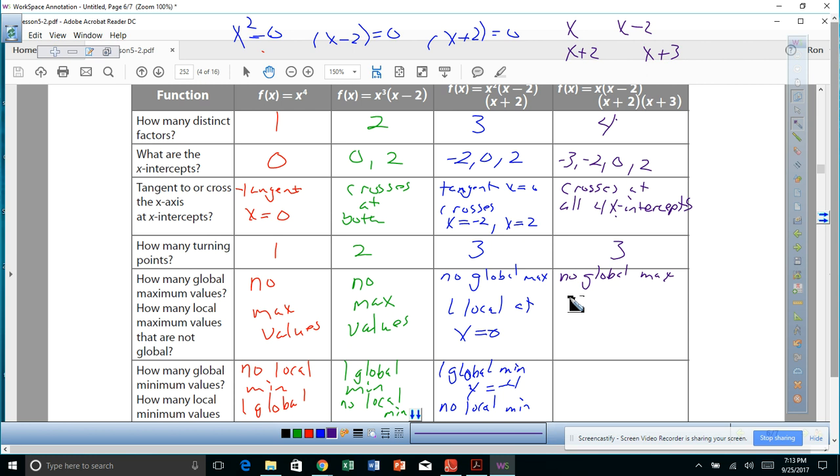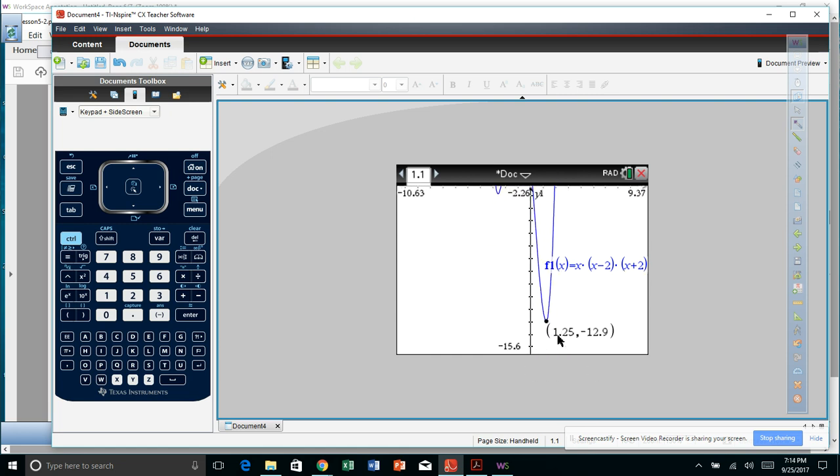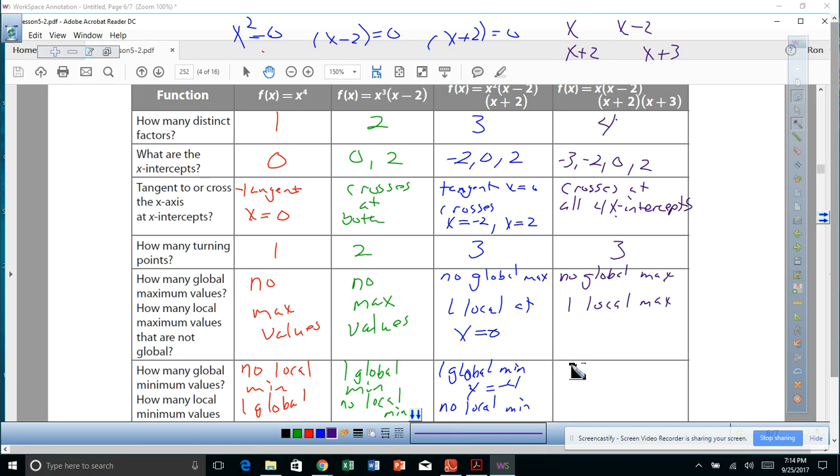One local max, and then how many global minimum values? Well, let's take a look. Okay, I don't see one global minimum. That's a local min, and since this is down over here, that is going to be the global, because that's as far as it goes down. So one global min and one local minimum. All right, good.